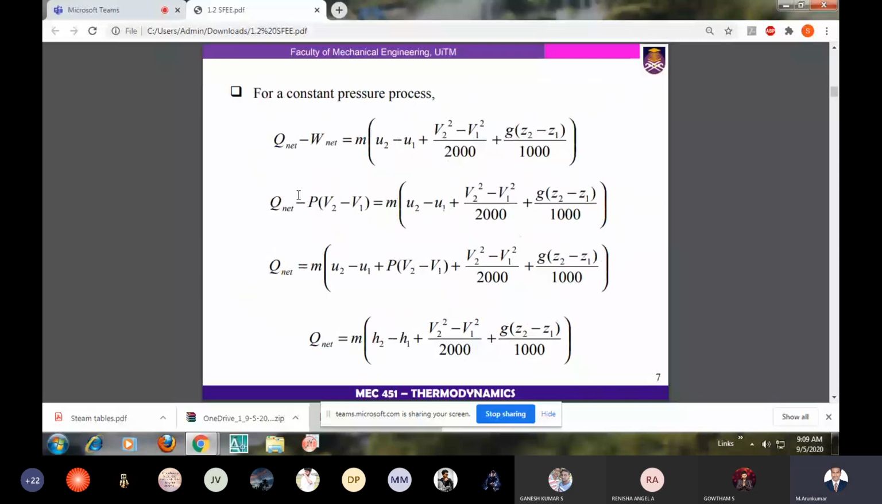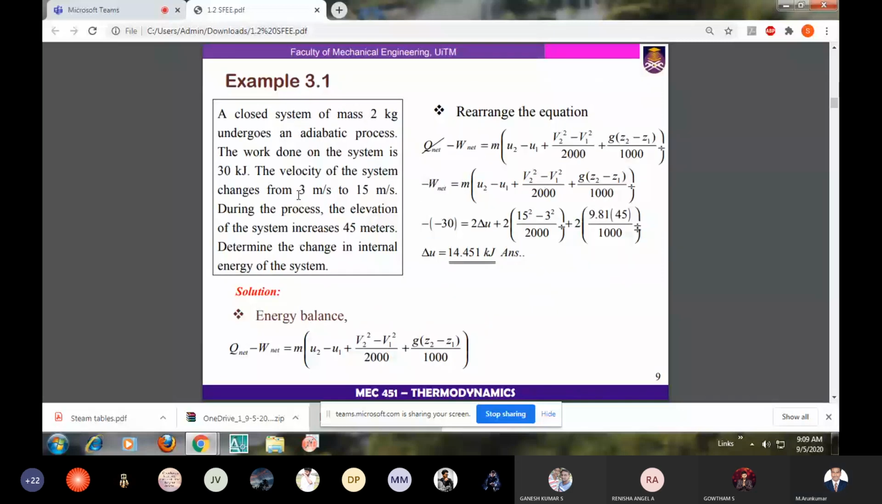Okay, so you can try to solve this problem. Read the problem two times. A closed system of mass 2 kg undergoes an adiabatic process. The work done on the system is 30 kilojoule. The velocity of the system changes from 3 meter per second to 15 meter per second. During the process, the elevation of the system increases by 45 meters. Determine the change in internal energy of the system.